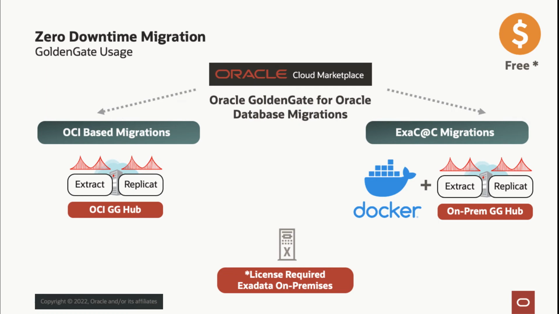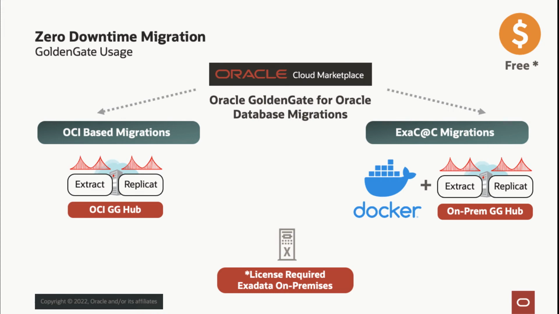And it deploys a compute node with a GoldenGate hub with two microservices, an Extract and a Replicat, for OCI-based migrations. From there, you can download a Docker container where you can actually deploy an on-prem GoldenGate hub for Exadata Cloud@Customer migrations. And that Docker container has an image that works specifically for that use case, migration to Exadata Cloud@Customer.